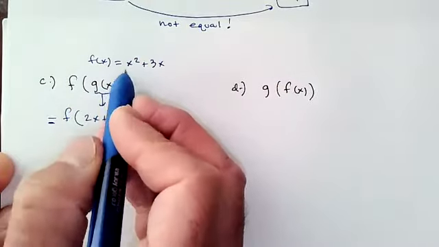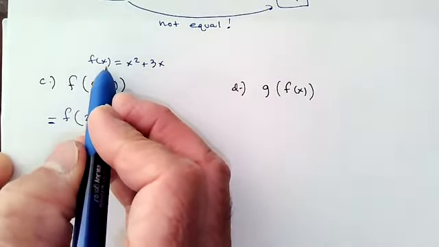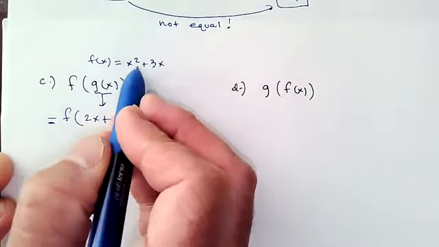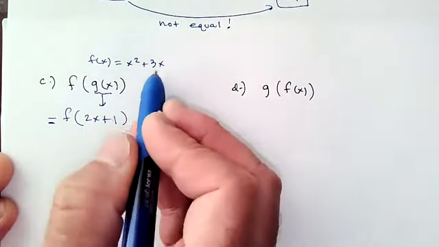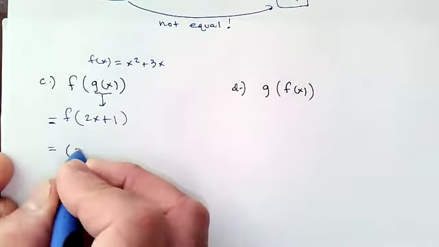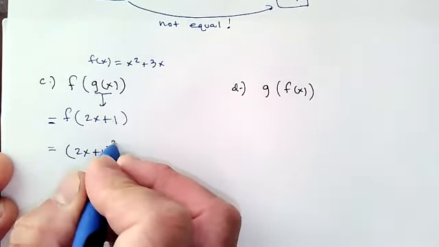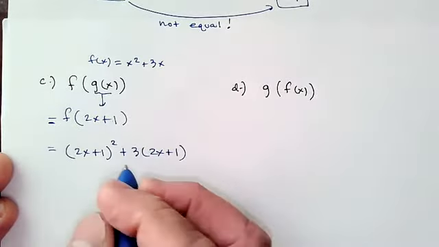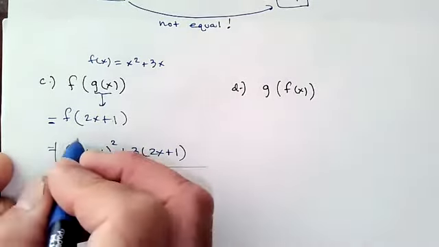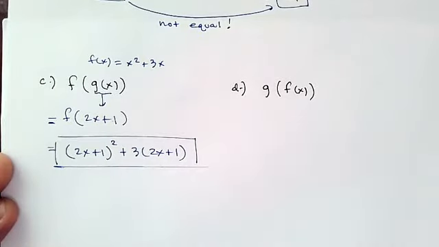So in the same way you did, for example, f of 5, where you plugged 5 in for both x's, f of 2x plus 1 means I'm going to plug that in for both x's. So it's going to be 2x plus 1 squared plus 3 times 2x plus 1. You could probably do more algebra to rewrite that, but let's not worry about that right now.